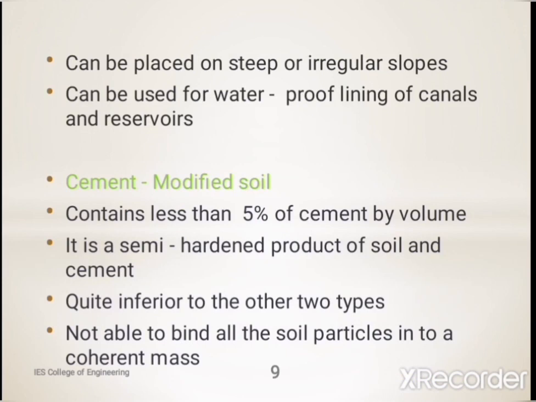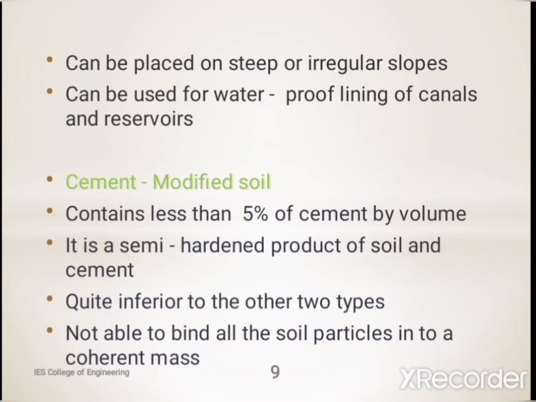Plastic soil cement can be placed on steep or irregular slopes. It can be used for waterproofing lining of canals and reservoirs. Then the third type of soil cement is cement modified soil. It is a type of soil cement that contains less than 5% of cement by volume. It is a semi-hardened product of soil and cement. It is quite inferior to the other two types. That means its quality is less than the other two types.